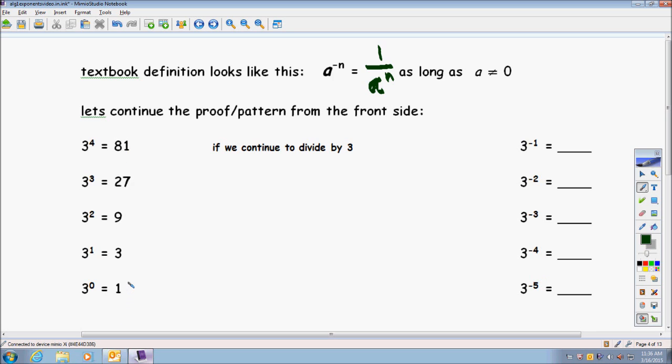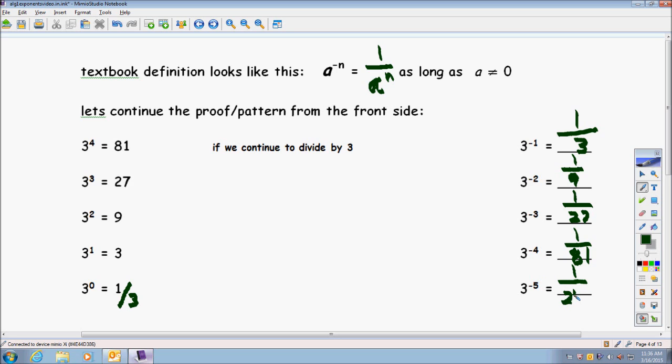On the other paper we did all this. We divided by 3. Here's where we stopped last time, but if I continue to divide by 3, I'm going to get 3 to the negative 1 is actually 1/3. Not negative 3, 1/3. Now really this is just a pattern. 3 to the negative 2 becomes 1 over 9. 3 to the negative 3 is 1 over 27. 3 to the negative 4 is 1 over 81. And 3 to the negative 5 is 1 over 243.